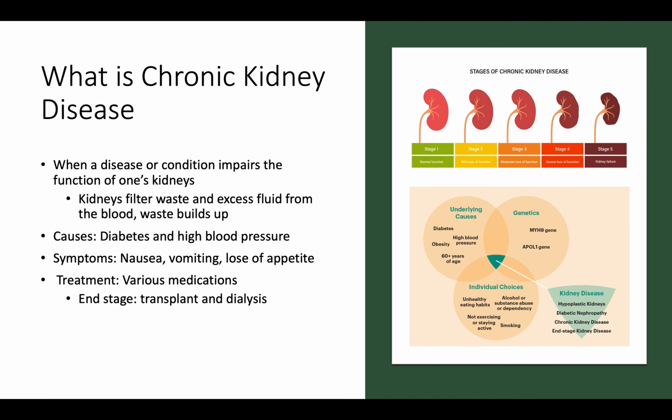So what is chronic kidney disease? This is when a disease or a condition impairs the function of one's kidneys. On the right-hand side, you can see some of the underlying causes include diabetes, high blood pressure, obesity, age. Genetics can also be a huge factor. Symptoms include nausea, vomiting, and loss of appetite.